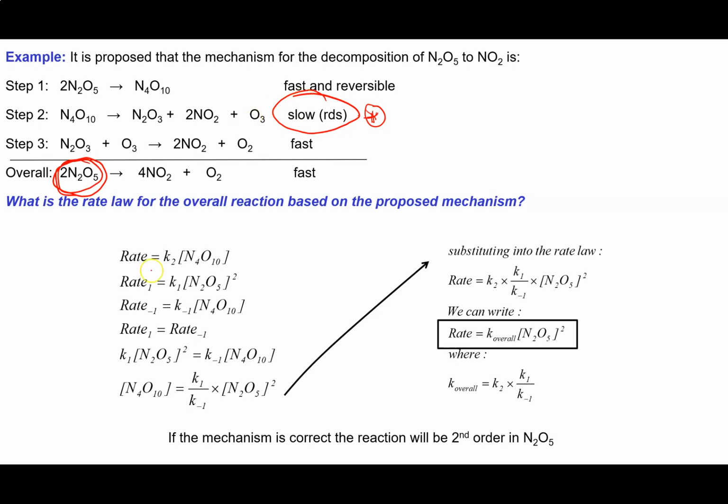So the rate law for the slow step, because there's only one of these, is going to be first order in N4O2. So I have to find a way of expressing the concentration of N4O10, I think I said N4O2, N4O10, in terms of the reactants.